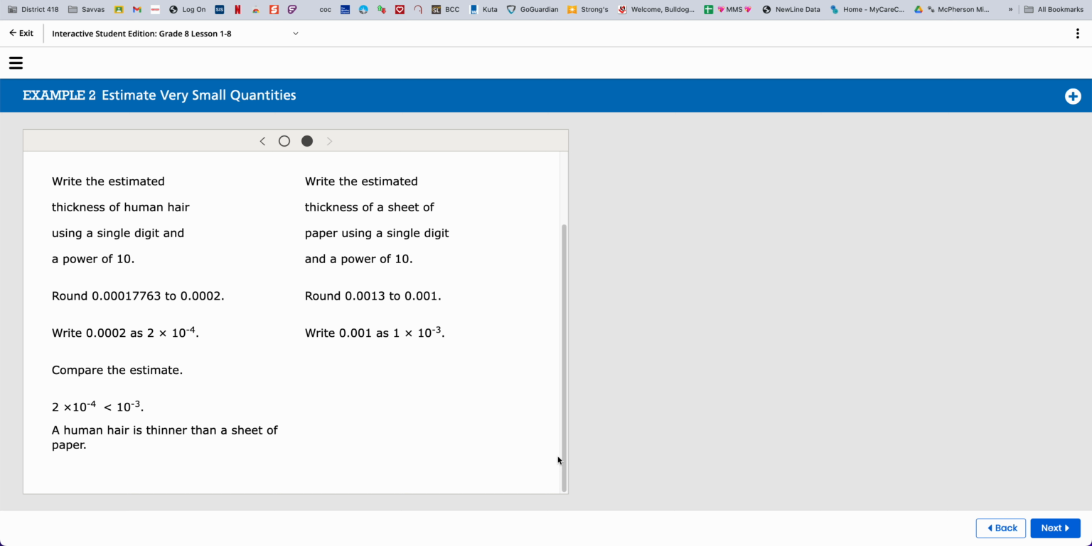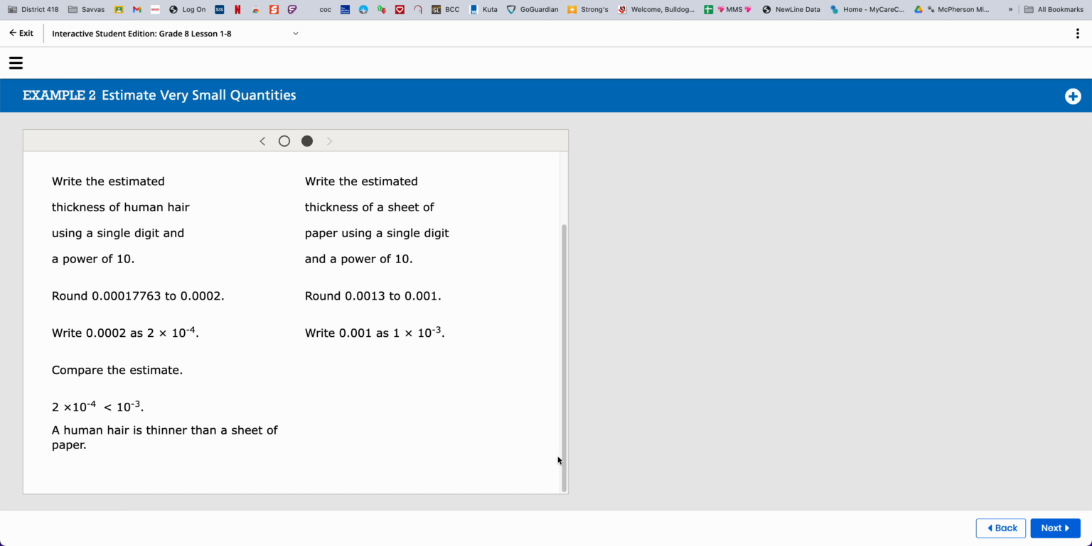Okay? So then we do the same thing with this one. Find that first non-zero digit, which is a 1. The number next to it is a 3, so we're going to leave it as a 1. 0.0013. So put a 1, count the zeros. There's 3 of them. 1 times 10 to the -3rd.